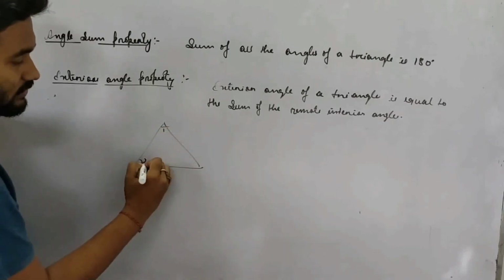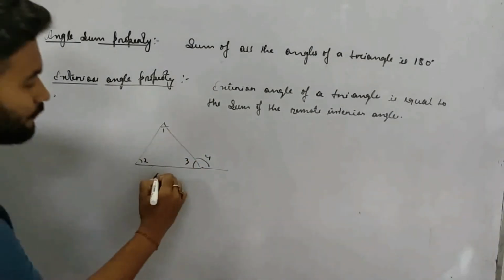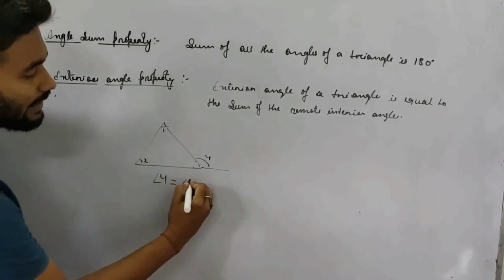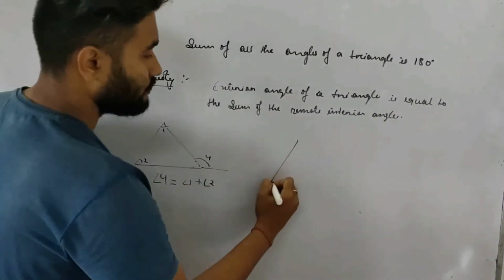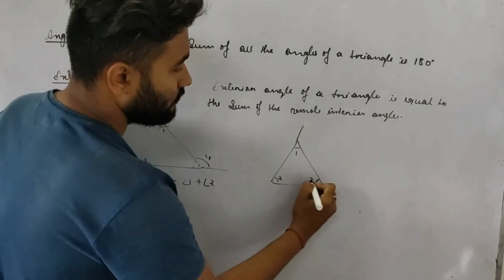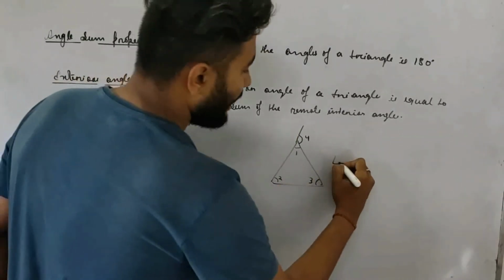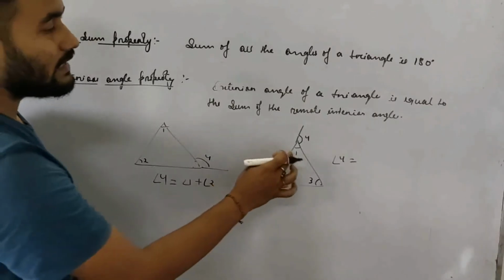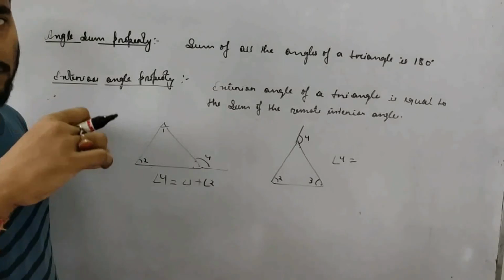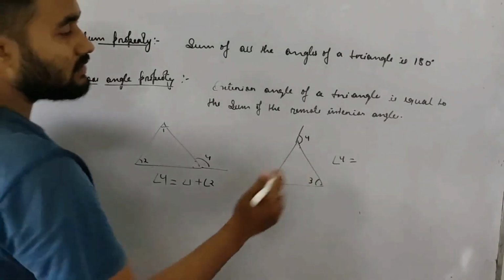So this is 1, this is 2, this is 3 and this is 4. Over here angle 4 is the exterior angle. So this will be equal to, forget about the adjacent angle, angle 1 plus angle 2. Now over here, what is the adjacent angle? Forget about this adjacent angle. The angle touching the exterior angle is the adjacent angle. So it will become 2 plus 3.